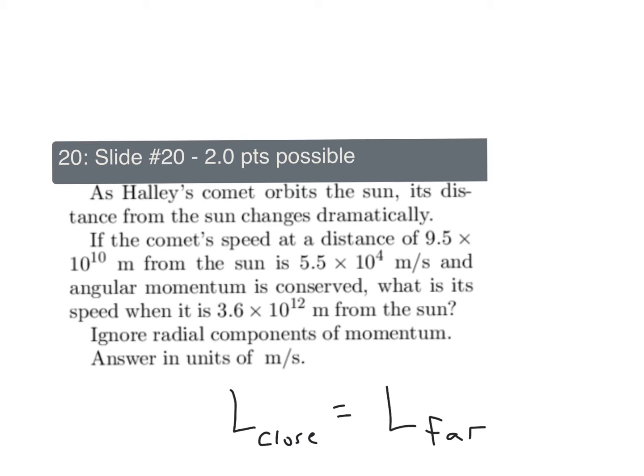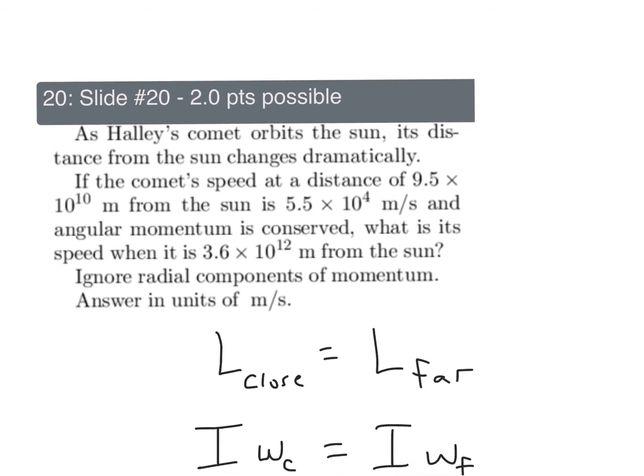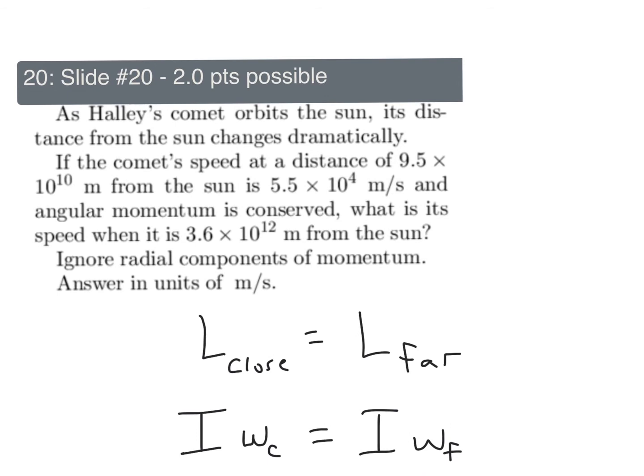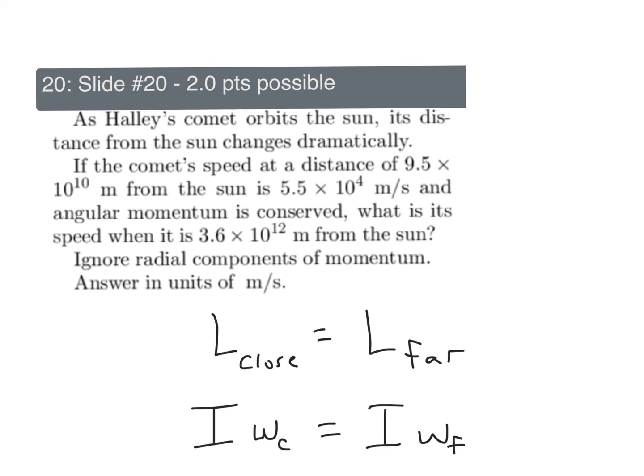It tells us that angular momentum is conserved, so we know that its angular momentum when it's close is equal to the angular momentum when it is far. Now our equation for angular momentum, if we expand that, is L equals I times omega. So that's its moment of inertia multiplied by its angular velocity. And we're going to have our two conditions, when it's close and when it's far.